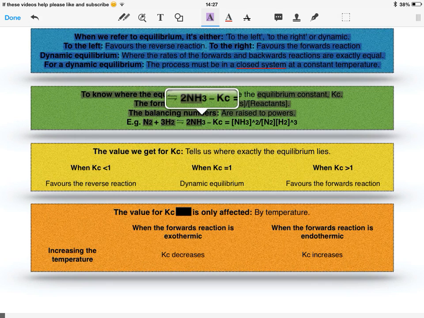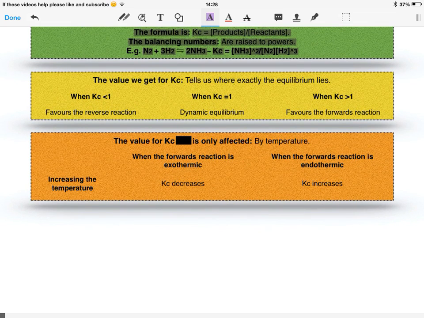2 moles of ammonia. The Kc expression is the ammonia raised to the power of 2, because it's obviously products over reactants. So this is all divided by 1 nitrogen, so nitrogen to the power of 1, times by hydrogen to the power of 3. So you can see that the balancing numbers have transferred to powers.